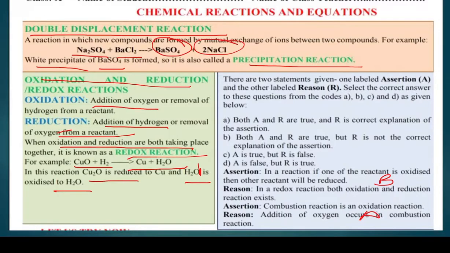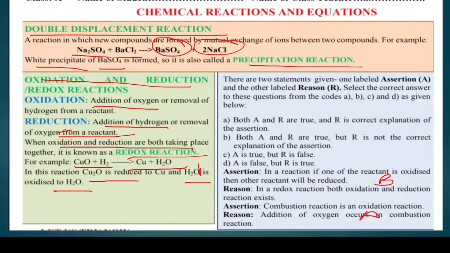You have to remember that whenever you see the reason, you ask the question why and then read the reason. If that seems to be the answer to your assertion, then it will be option A. So in the first case, when we add why, in a redox reaction both oxidation and reduction exist, it doesn't seem to be the reason for your assertion. But in case of the second, combustion reaction is an oxidation reaction because addition of oxygen occurs in combustion reaction.